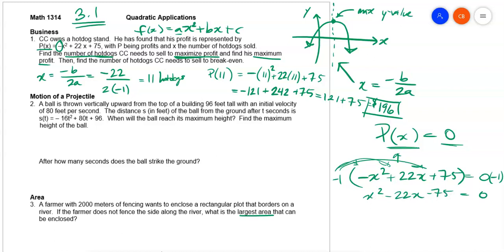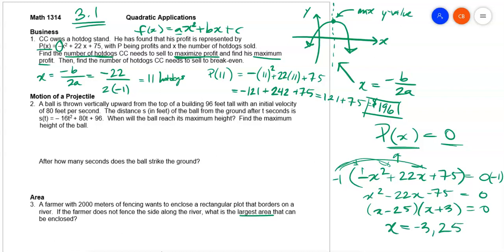And then this one is factorable. Think about 75. It's not the product of too many things. In particular, it's the product of 25 and 3, and those are actually the numbers we want that will add up to 22. In particular, we have that -25 and +3. These numbers will add up to 22. And so we would get that the profit is 0 whenever x is -3, or else whenever the x value is 25.